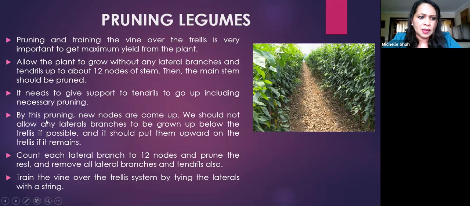nodes usually will come up after pruning, and we should not allow lateral branches to grow below the trellis if possible. Count the lateral branches to 12 nodes and prune the rest, and then remove all lateral branches and tendrils as well. Train the vine over the trellis system by tying the laterals with a string.